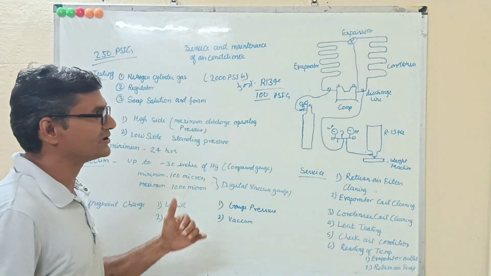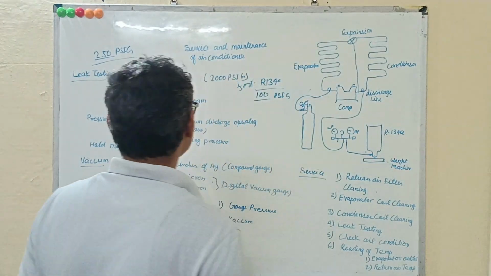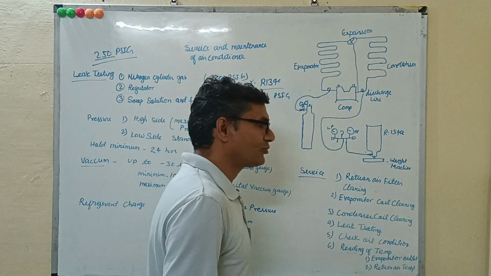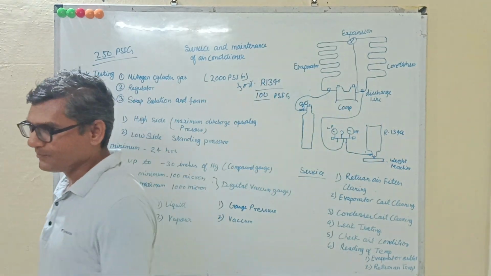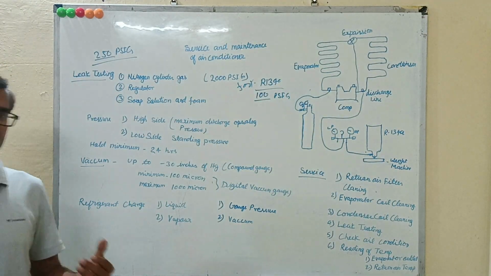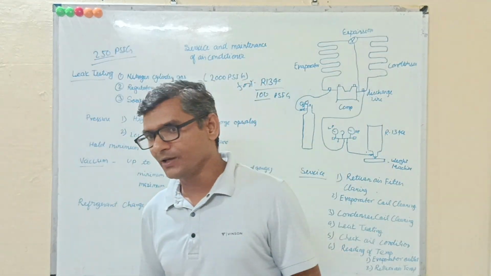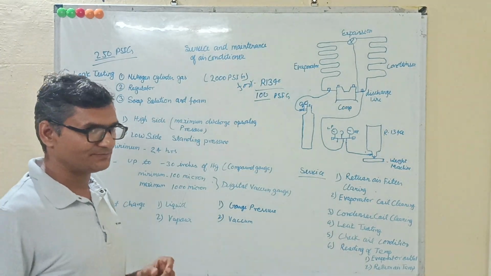If the pressure is down after 24 hours, we again have to do a leak test. Okay, leak test over, no leak found, then we will have to do vacuum. What is vacuum? Actually, below atmospheric pressure is termed vacuum. In a compound gauge it will show only minus 30 inches of mercury.